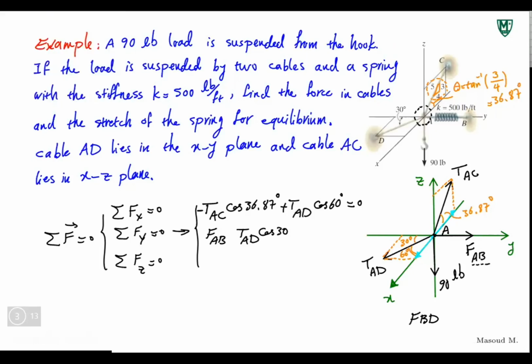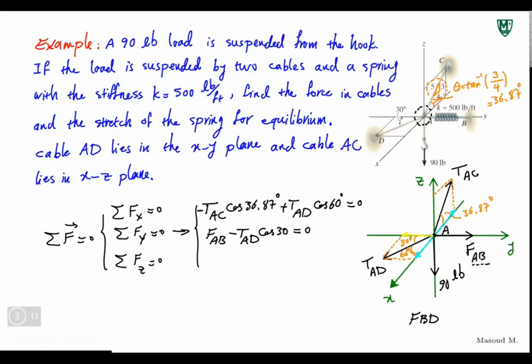Let me see. I don't know if using different colors makes it more confusing or less, but this is going to be the direction. So it's negative. It's towards negative y. And so minus TAD cosine 30 is equal to 0. That's pretty much it, everything I had along the y axis.